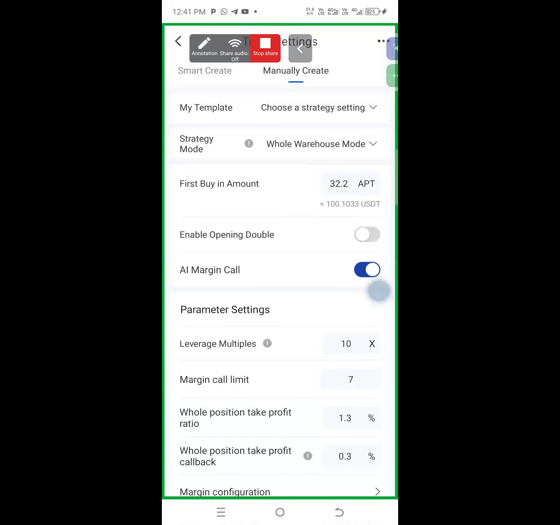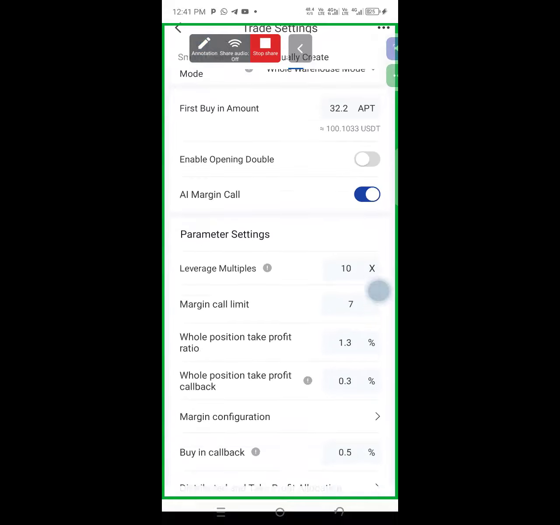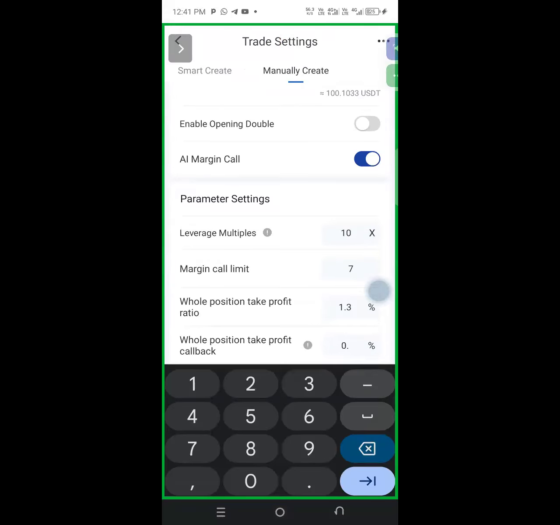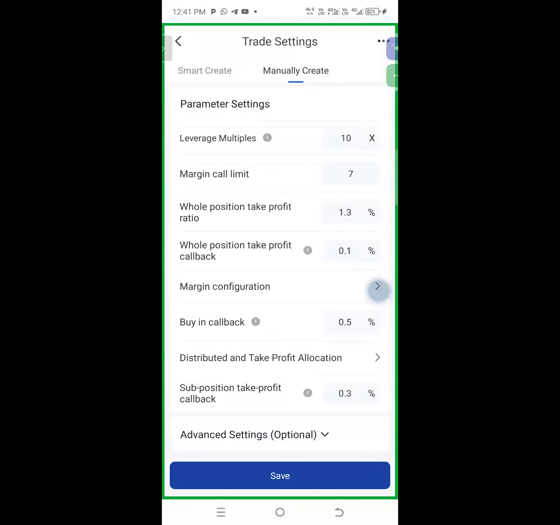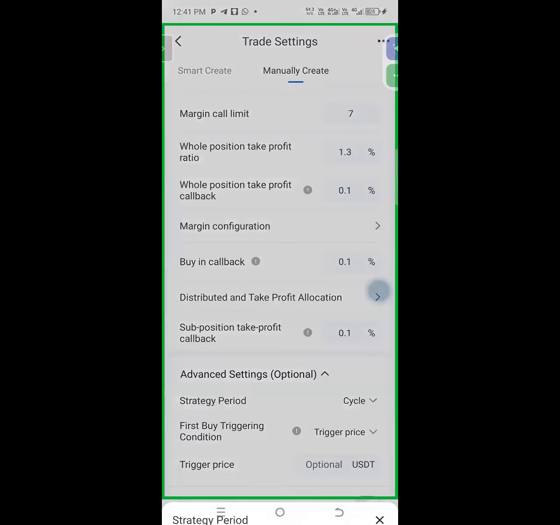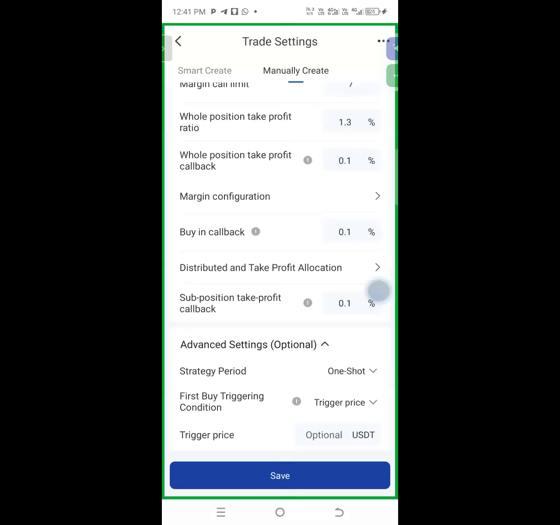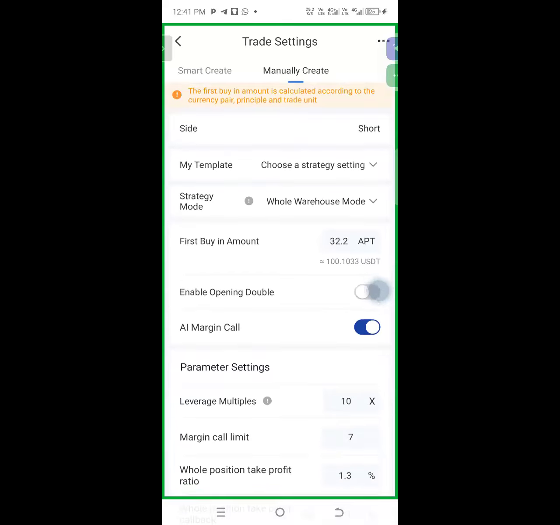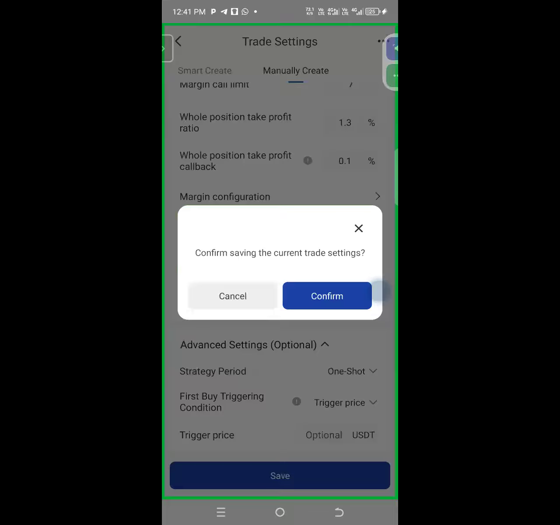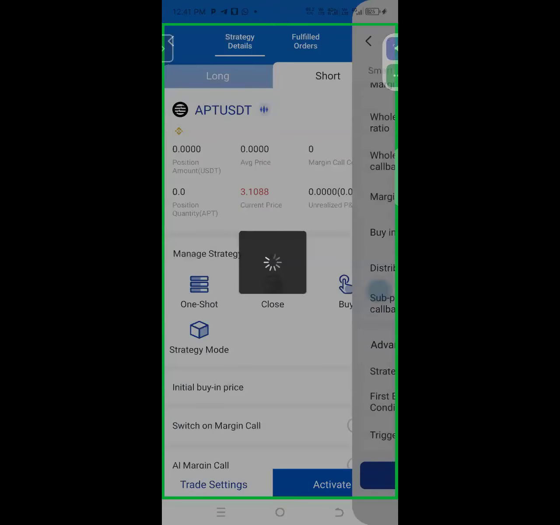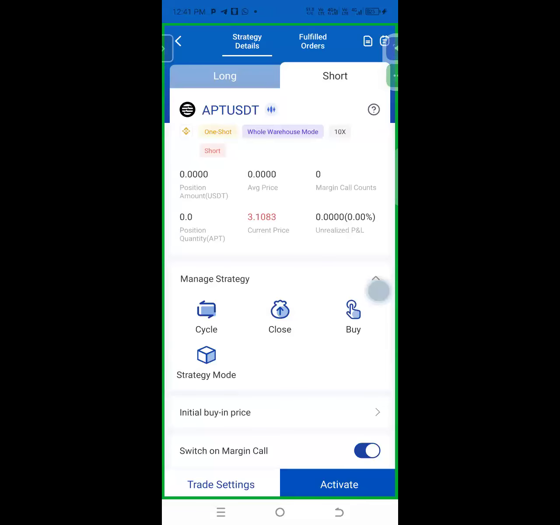So since you have 100 USDT, you come here, you take profits maybe 1.3. That one will depend on your analysis or your signal. So 0.1, 0.1, 0.1. Then come to optional, you change it from cycle to one shot. The same thing applies to the futures. The futures, if you have a preset value, you can enter it. Then after that, you click on save, then confirm. After that, you are done. Click on save, you click on confirm, then you click on activate.